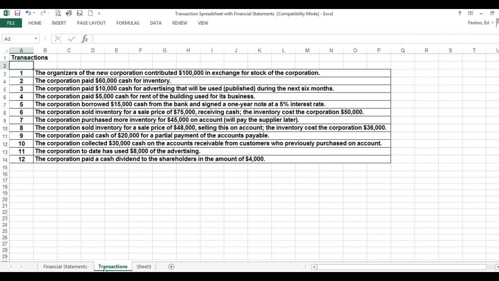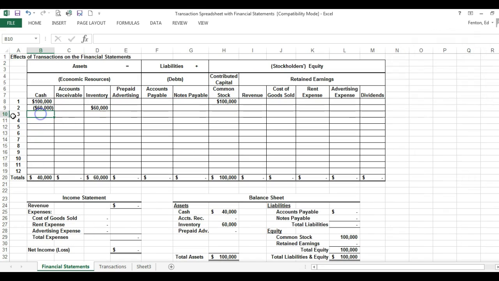In the next transaction, number 3, the corporation paid $10,000 cash for advertising that will be used, in other words published, during the next 6 months. So this $10,000 amount that we're paying, and record that, of course, negative 10 in the cash account, is for prepaid advertising. So we're going to use this advertising in the future, and as soon as we buy it, it's going to be an asset. So plus $10,000 in the prepaid advertising account.